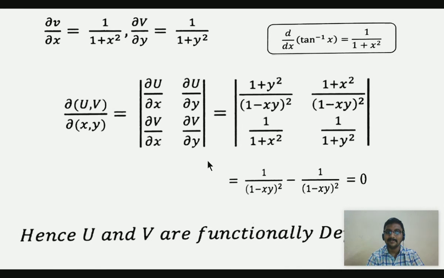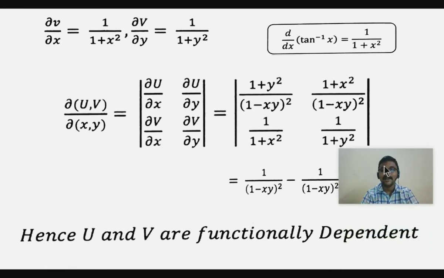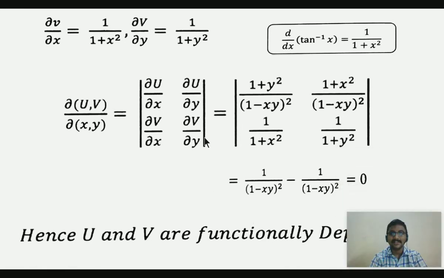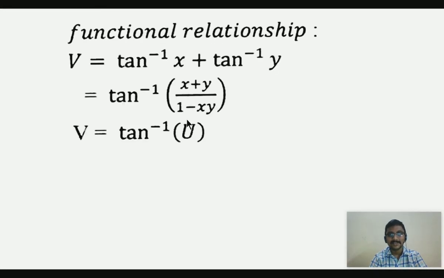That means u and v must be functionally dependent. Whenever two functions are functionally dependent, there exists a functional relation. The functional relationship: v is tan inverse x plus tan inverse y. This expression can be written as tan inverse of (x plus y) by (1 minus xy). But what is (x plus y) by (1 minus xy)? It is nothing but u. So we have v is tan inverse u. It is the relationship between u and v. The relation is v is tan inverse u, or this can also be written as u equal to tan v.